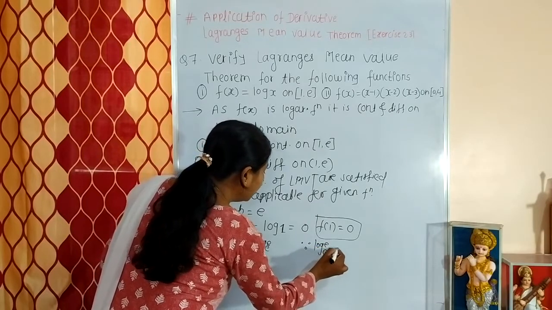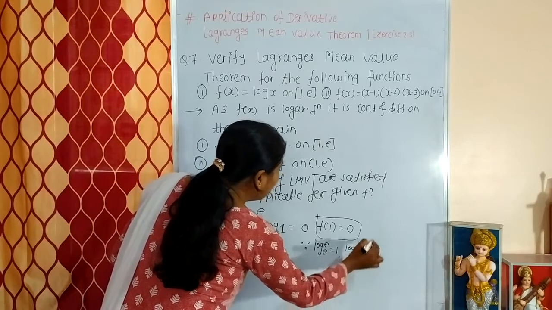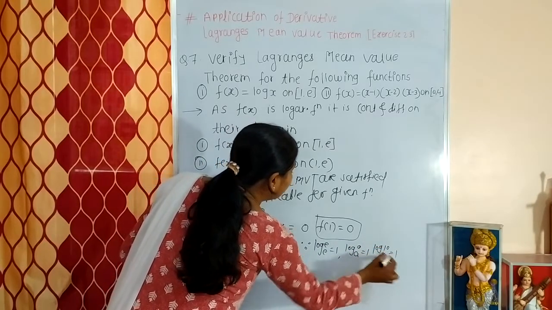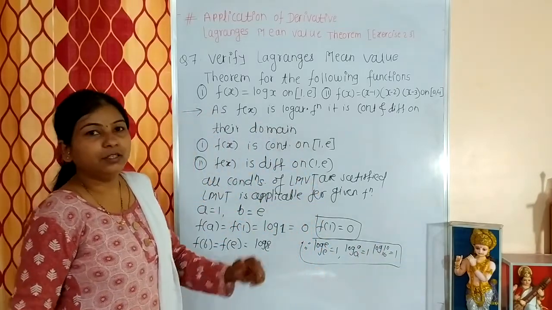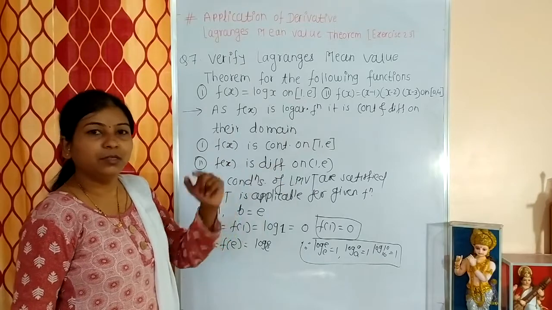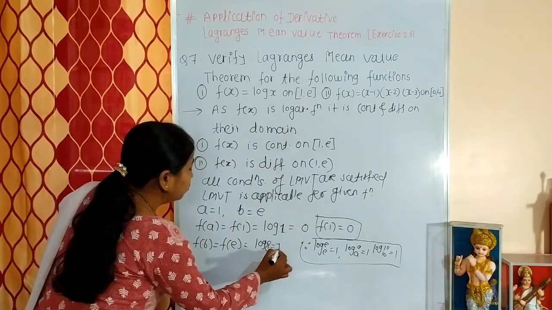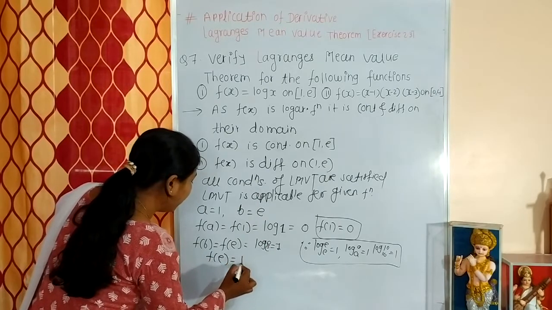Log e to the base e is 1, or log a to the base a is 1, or log 10 to the base 10 is 1. Okay, you have to remember this. Log e to the base e is 1, log a to the base a, 10 to the base 10, the value is 1. So the value of f of b, that is f of e, is 1.